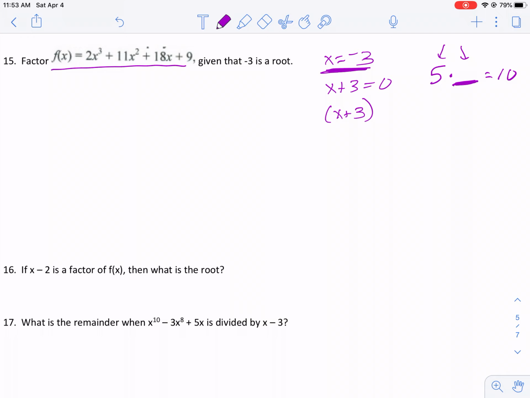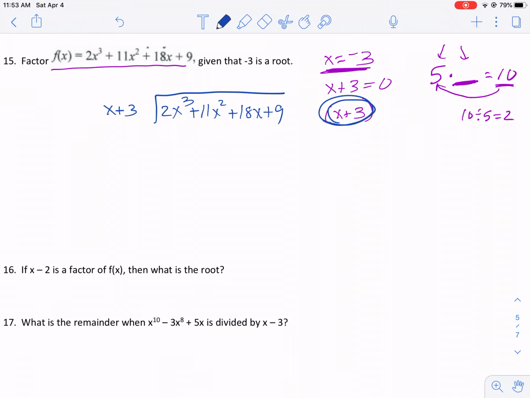How do you fill in the blank when you can't do it in your head? 10 divided by 5 is 2. So if you take the answer and divide it by one of the numbers that multiplies, you find the other one. So that's what we need to do with this polynomial, is we're going to do some long division. 2x cubed plus 11x squared plus 18x plus 9. We're going to divide it by x plus 3, which is the factor. That's what would have been in parentheses before we set it equal to 0, and see what we get. Now, if x plus 3 is a factor, then when we divide, it should hopefully come out even.